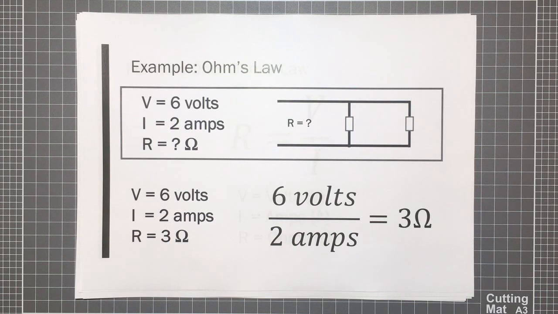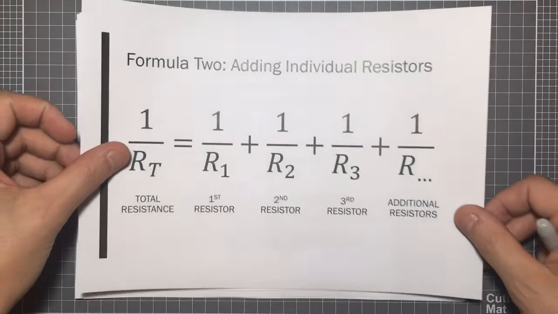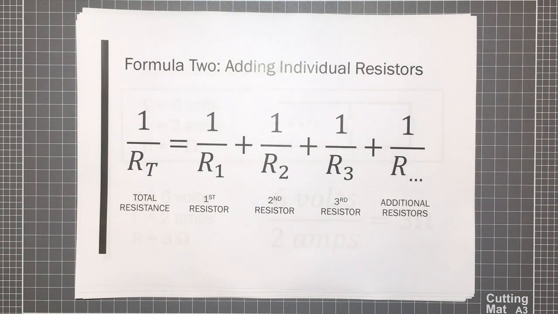So we'll get stuck into formula number 2 now that we know Ohm's law. And this is one that you'll see around in quite a lot of textbooks and things like that. And this is adding individual resistors. Again, we've got examples and we'll go through it in a second. But this here does look a little bit more beefy. It looks a little bit more complex.